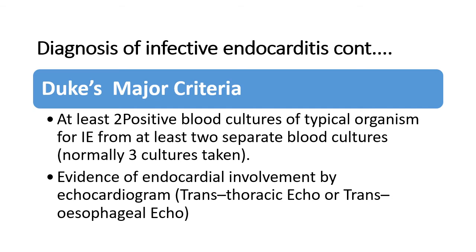Number 2, we must have evidence of endocardial involvement, that is structural damage of the endocardium in the echocardiogram. Of course, the echocardiogram can be either transthoracic, which is the most common and the simple one, or transesophageal echocardiography.